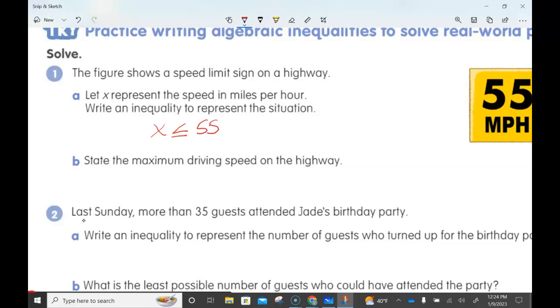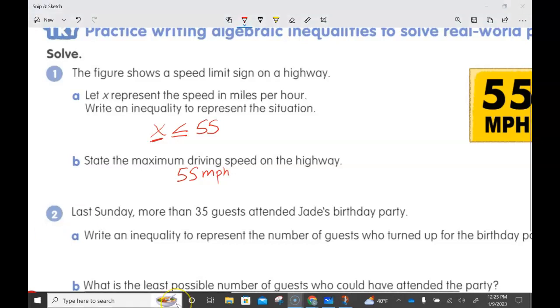Now, why is it less than or equal to? Because a speed limit sign shows the most, or shows the fastest that somebody can go. Or you can go slower than 55 as well. So that means the speed is either less than or equal to 55. It says state the maximum driving speed on the highway. So we can see the maximum driving speed is 55 miles per hour, not to be confused with the minimum speed here. It's the maximum speed. So X, the speed, can either be less than 55 or equal to 55 in order to keep within the law.